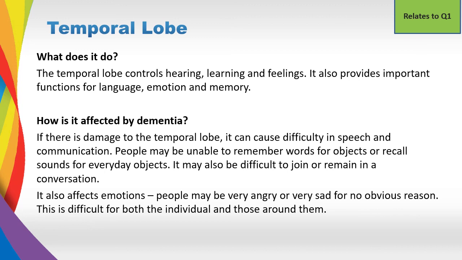It can also affect emotions. Because the temporal lobe controls our feelings, people could become very angry or very sad for no obvious reason. And this can be very difficult for not only the individual with dementia, but also for those around them, their loved ones, their family and their friends.